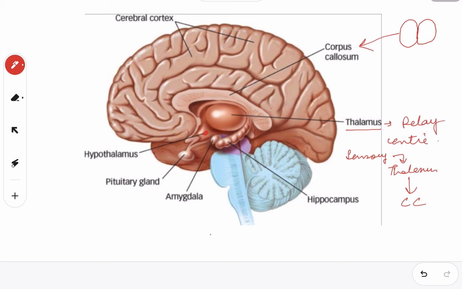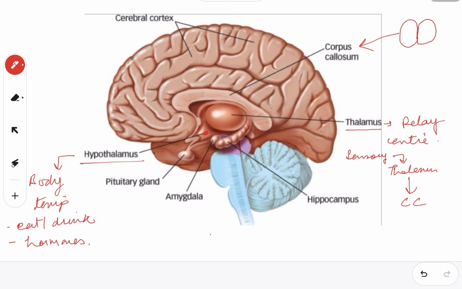Then you have the hypothalamus. Now the hypothalamus maintains the body temperature. Then whenever you are hungry or you want to drink, you have an urge to eat and drink. This urge is a function of the hypothalamus, and in addition it also releases some hormones.